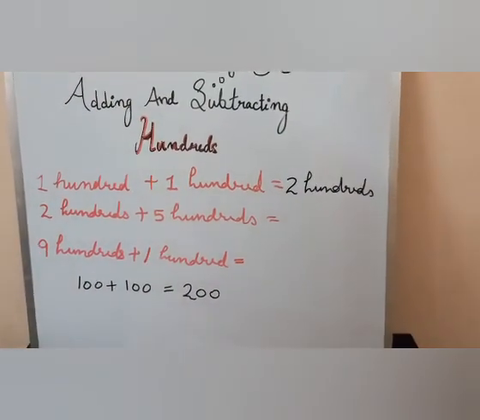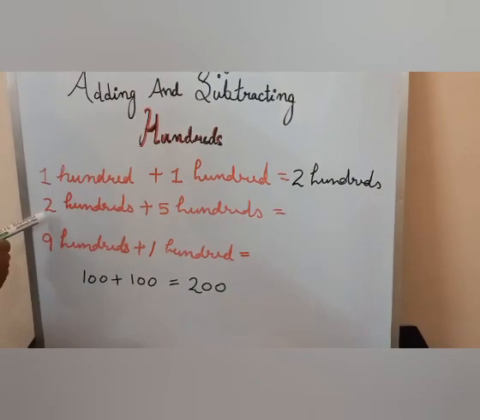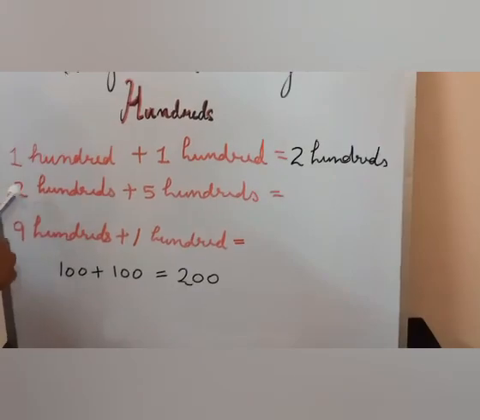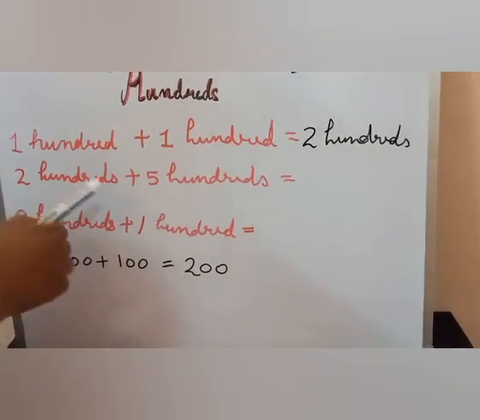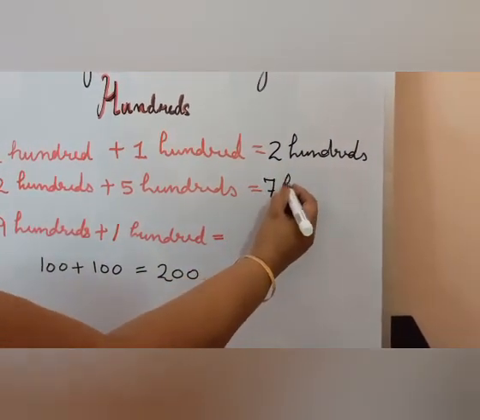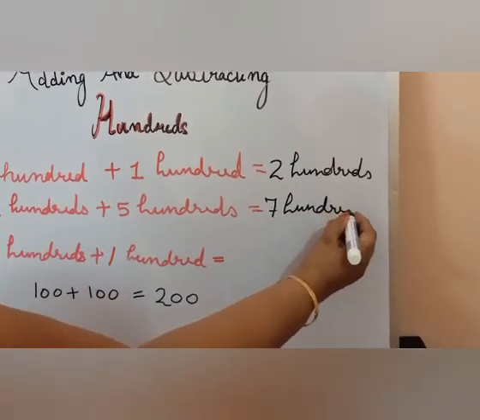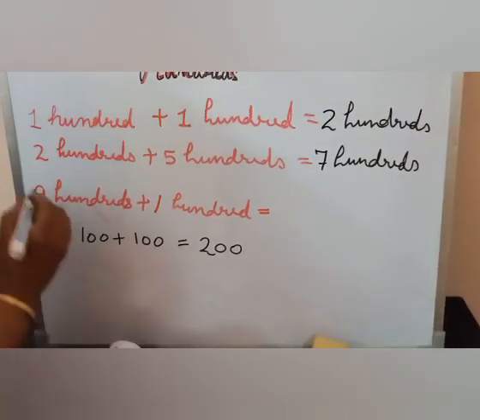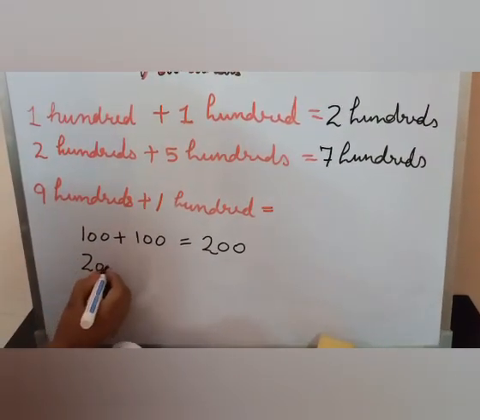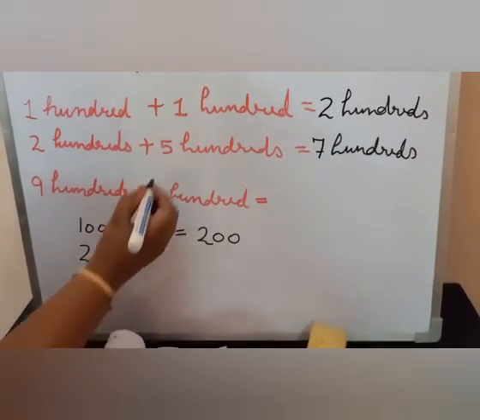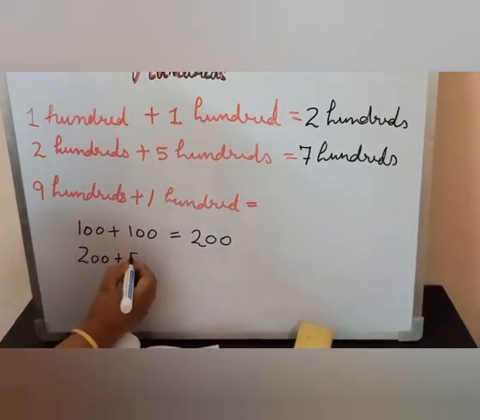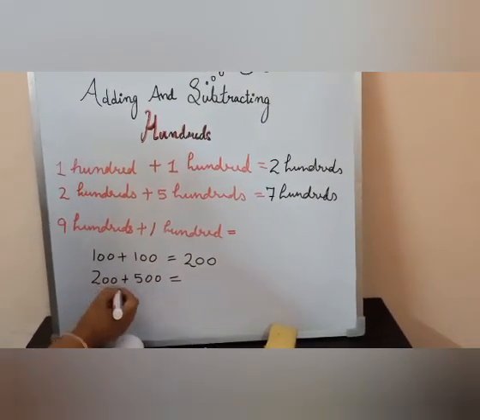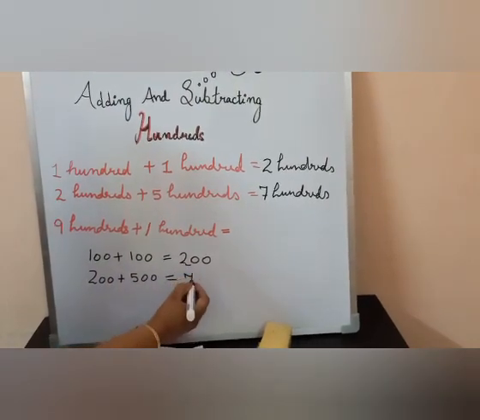The second example is here 200s plus 500s. Here we have to add 200 with 500s. The answer will be 700s. In the same way, we can add these two. First we have 200, write it in numbers. Then we have to add 500, write it also in numbers 500, and now add these numbers 200 plus 500. The answer is 700.